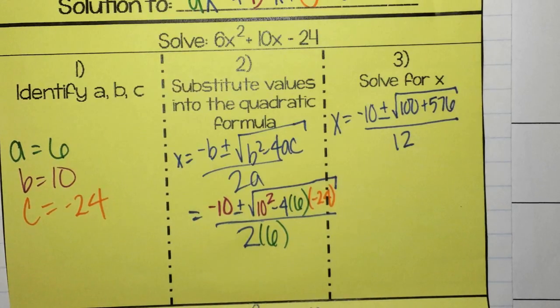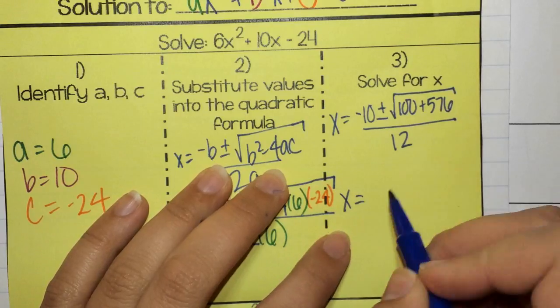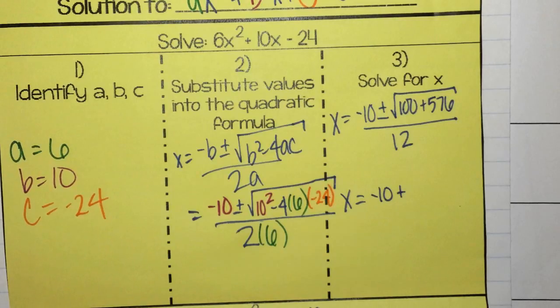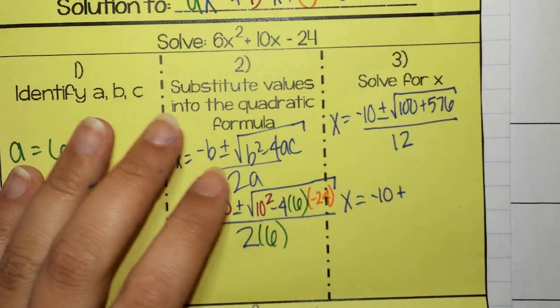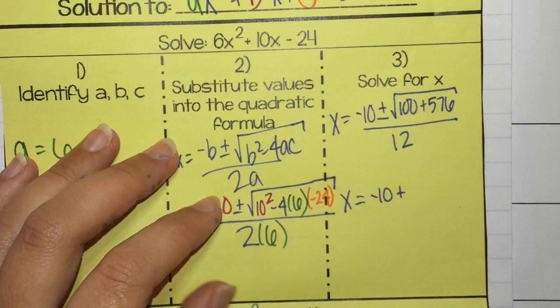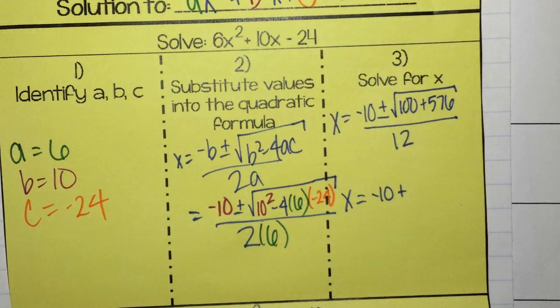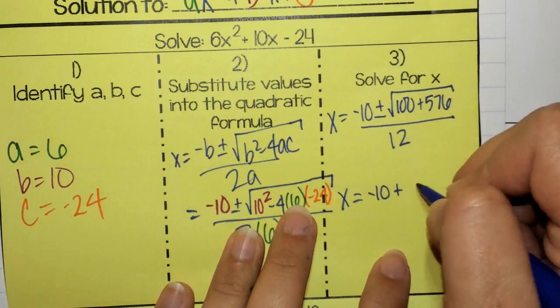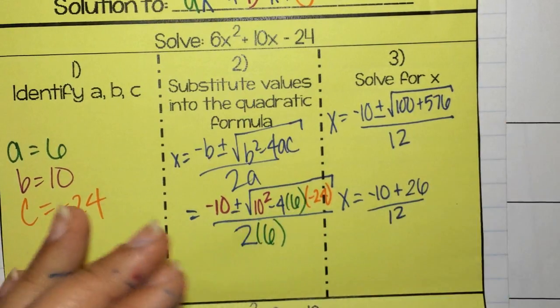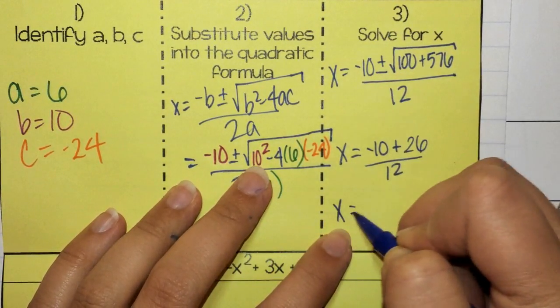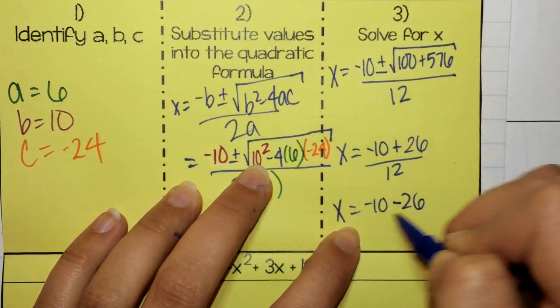Okay, now we're going to do some craziness. Are you ready? We're going to separate it into 2 problems because we're going to have an adding problem and a subtracting problem. Okay, so we have negative 10 plus, what's 100 plus 576? 676. And what's the square root of 676? 100 plus 576 is 676, and the square root of 676 is 26. And we're going to have the same thing for subtraction because this part doesn't change. So you're going to have x equals negative 10 minus 26 divided by 12.